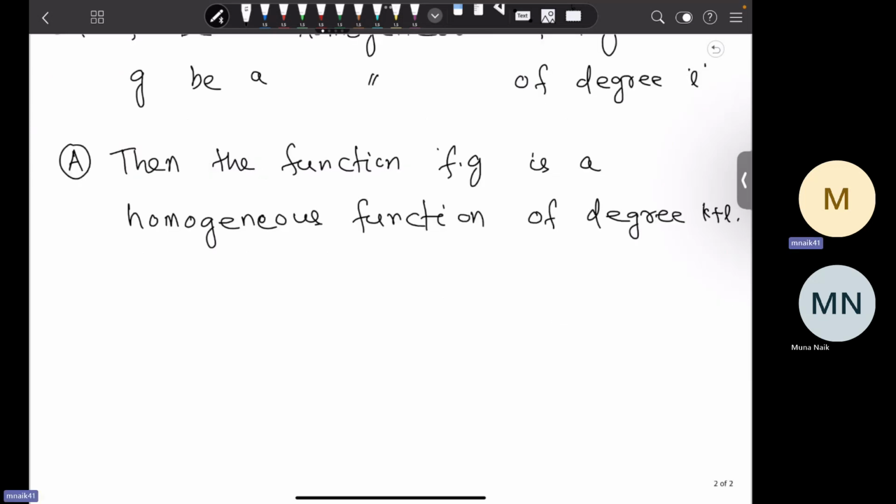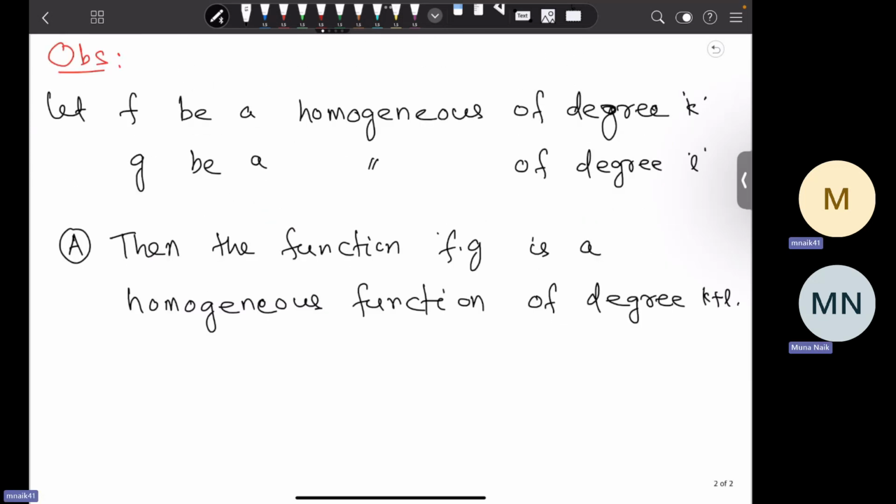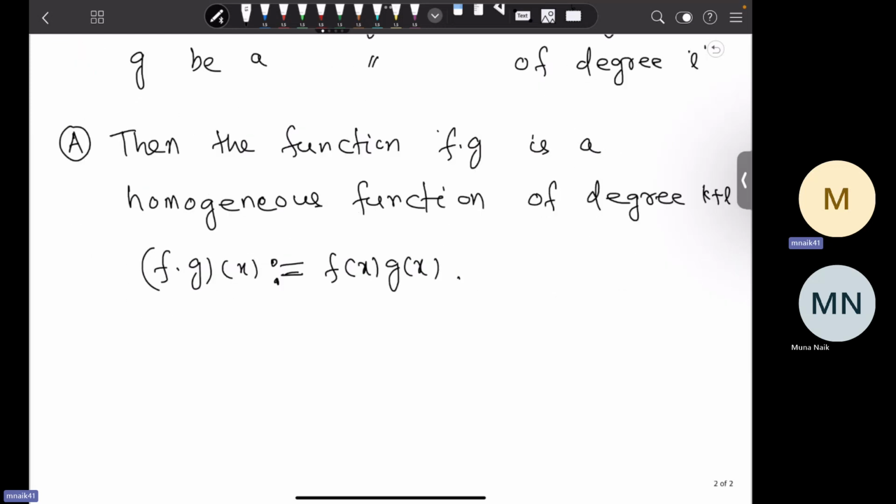Now, what is the f dot g function? This is the multiplication function. So f dot g of x is defined as fx times gx. You can easily check this. In mathematics, whenever you write a colon with an equality, that symbol is used when you define a new thing.